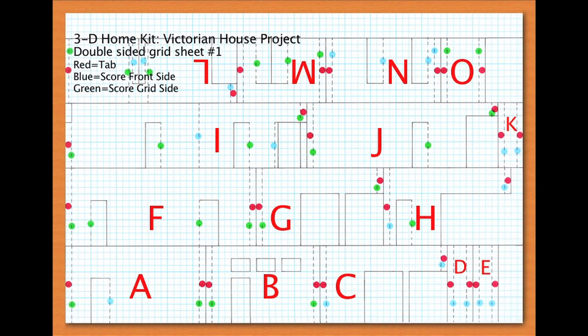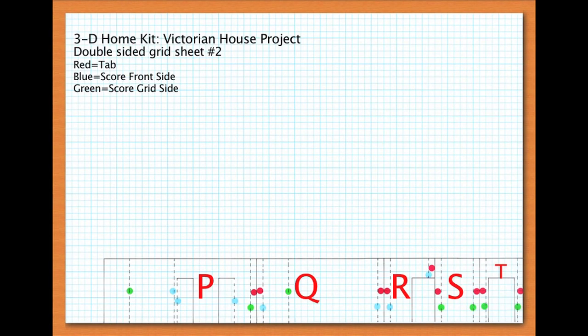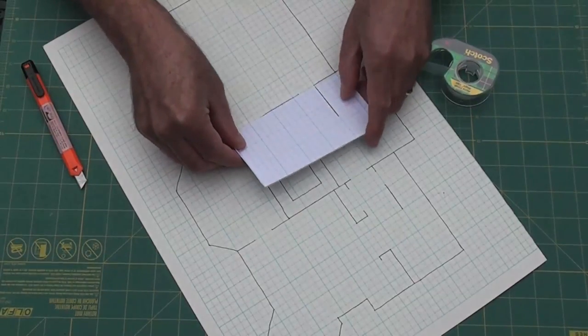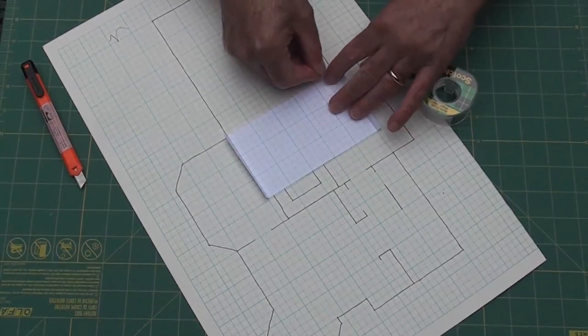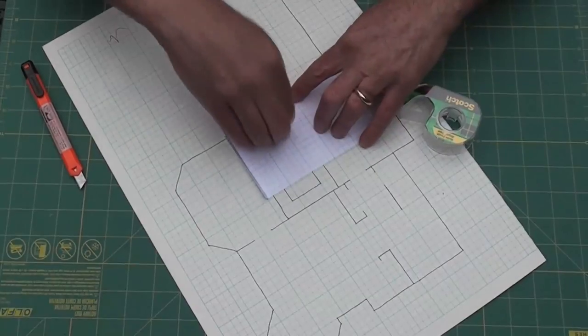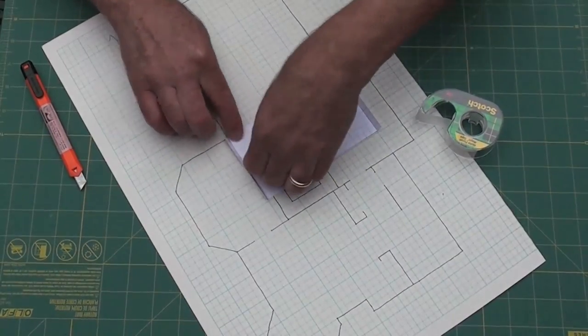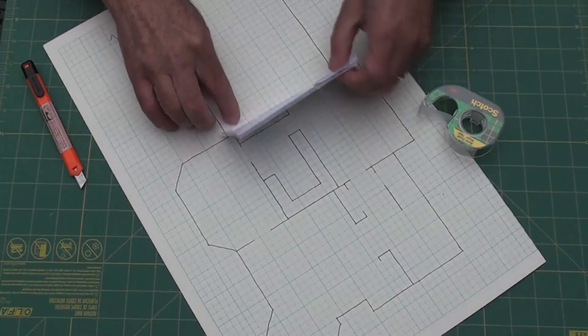Next are the two double-sided grid sheets for the interior walls. Blue and green dots show you where to score and bend each piece. Score means to cut partially through the sheet so you can bend the sheet exactly. Blue dots show where to score on the illustration side of the sheet, and green dots show where to score on the grid side.